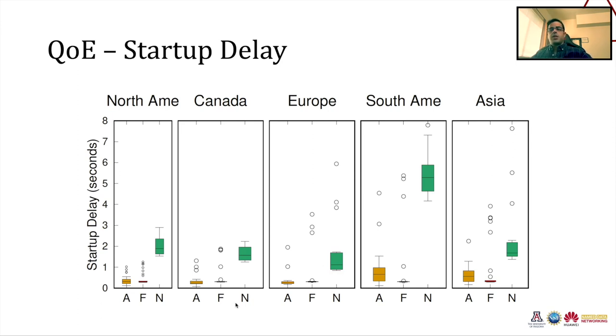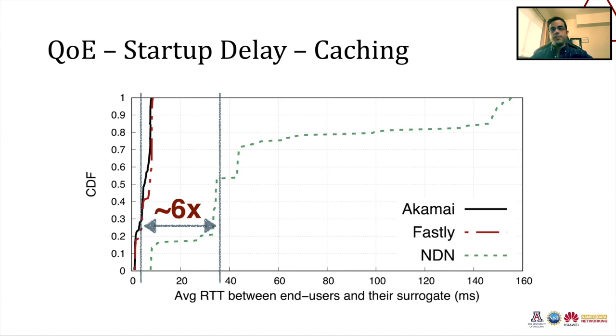As you can see, the startup delay through Akamai and Fastly is mostly below half a second, but for NDN it is mostly over 2 seconds, and for South American end users, it's even worse. Understanding why CDNs outperform NDN in terms of startup delay leads us to this figure. The changes in the startup delay mostly come from whether the video is cached in the network, and if so, how far the cache is from the end users.